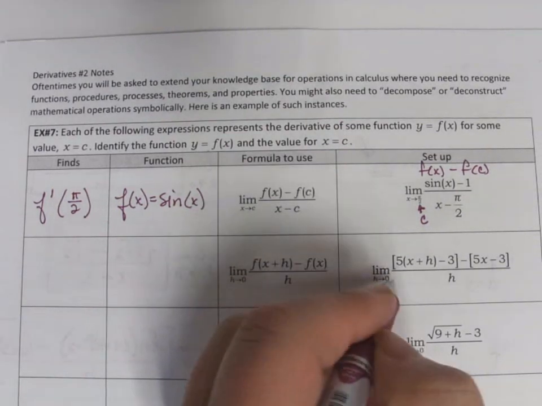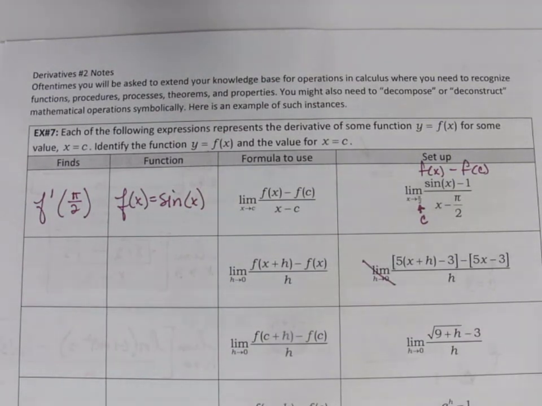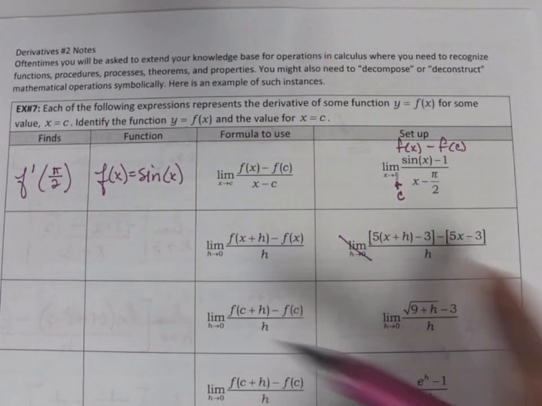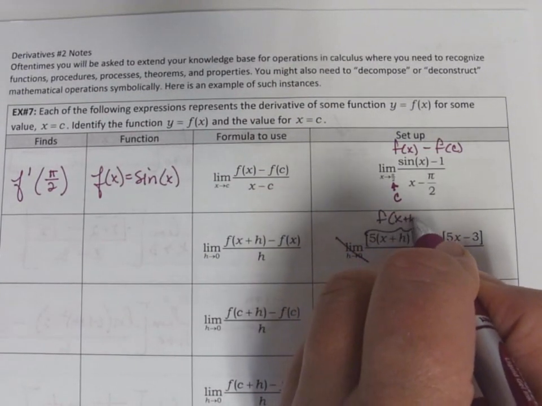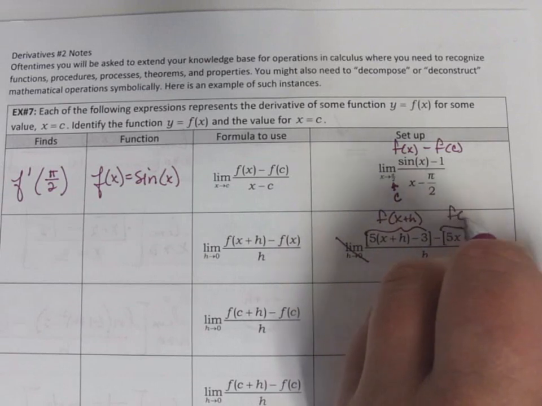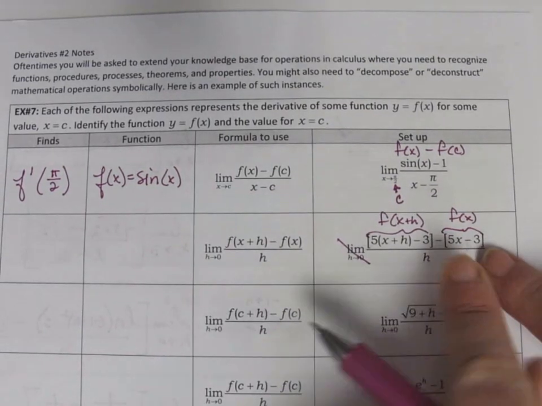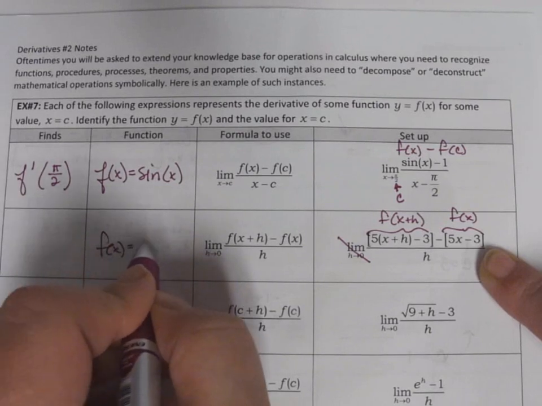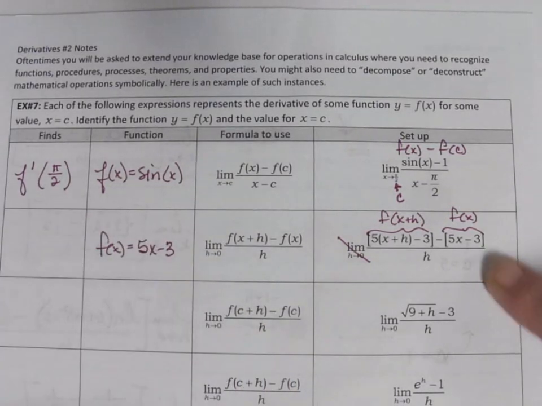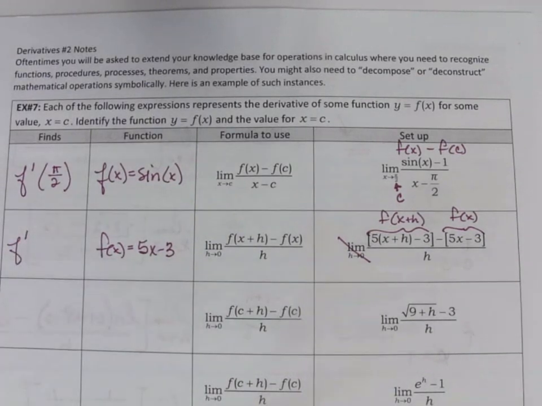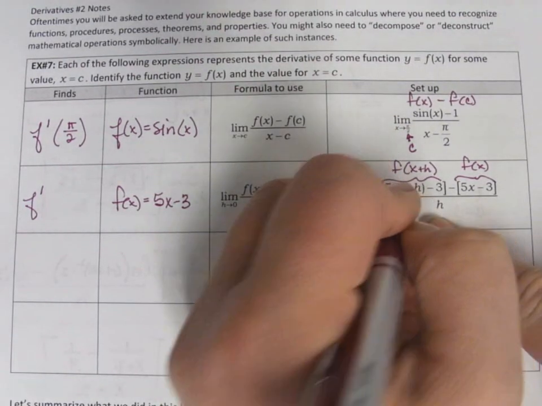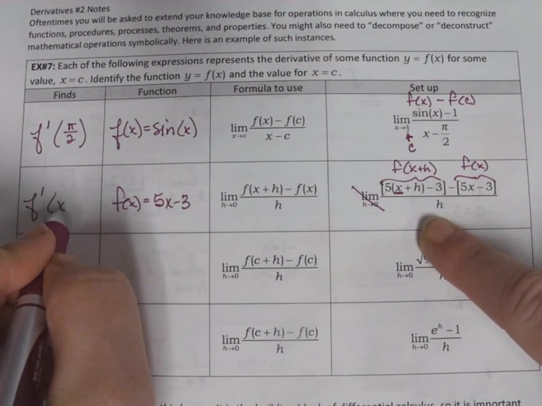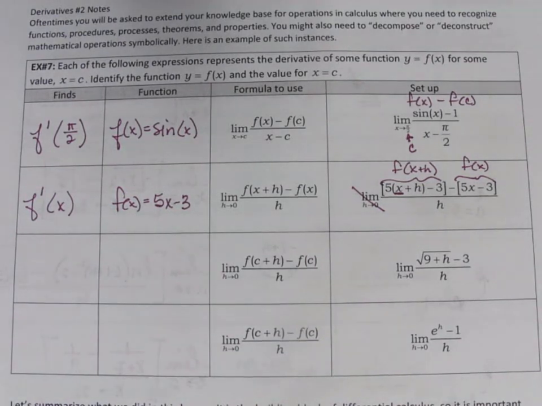Now, when we have a limit as h goes to 0, this guy tells us nothing. Okay, so we have to identify it by the numerator of the problem. So remember, this is f of x plus h, and this is f of x. So our function, f of x, is going to be 5x minus 3. Now the question is, is there a numerical value that we're finding the derivative of? Because this guy is an x, then there is no number and we're just finding f prime of x. Okay, now let me show you one where there is an x.